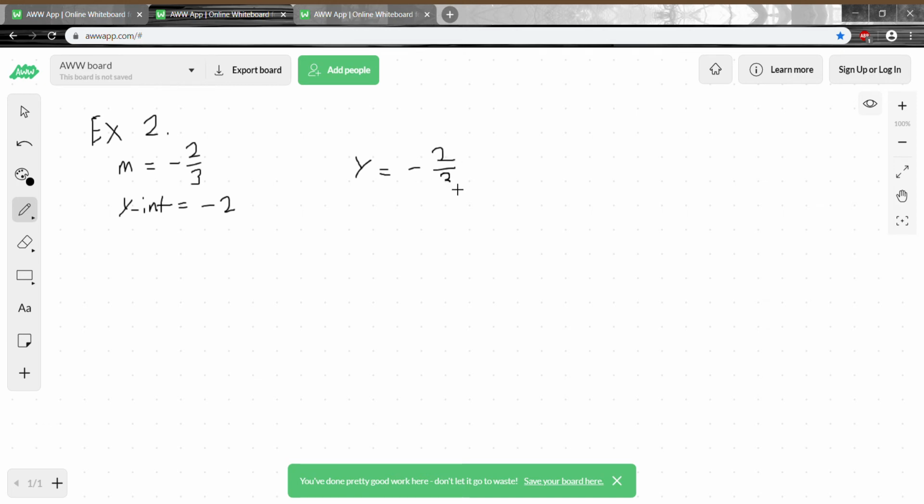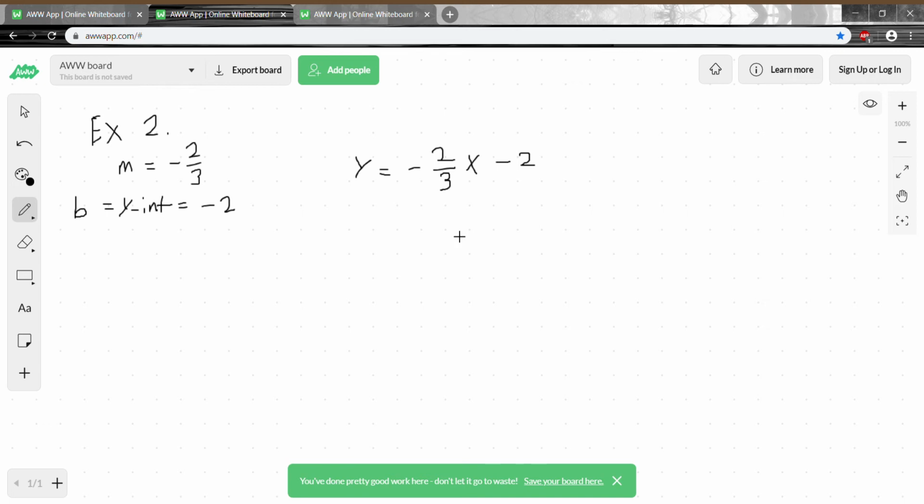We know that m sits right beside x, so if we're given an m, we just put it right in front of our x. Now we're going to add b. B is our y-intercept. Remember that. So our y-intercept, our b term, is negative 2. So that's going to be adding a minus 2. This is interpreting example 2, what we're given to point slope form.